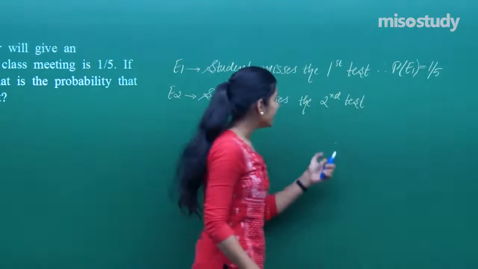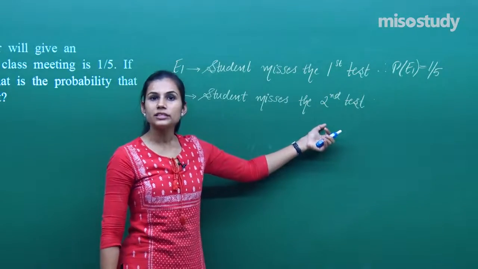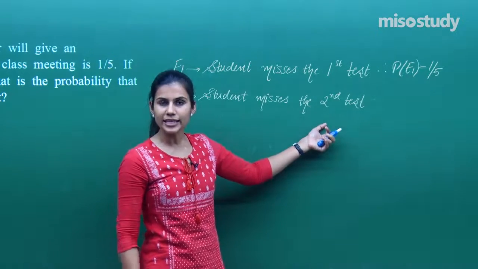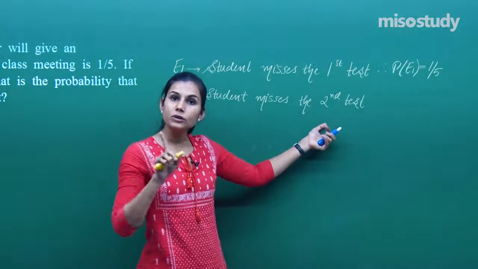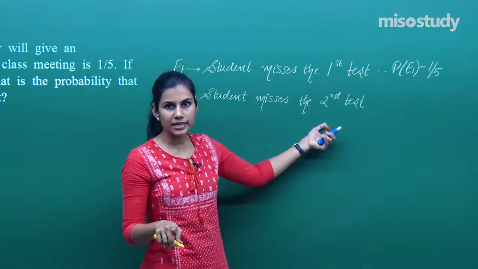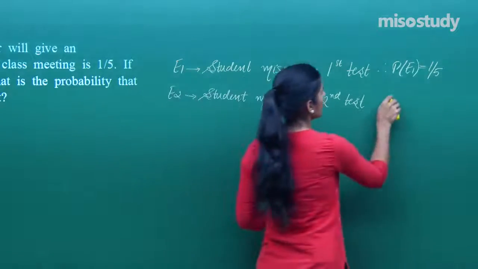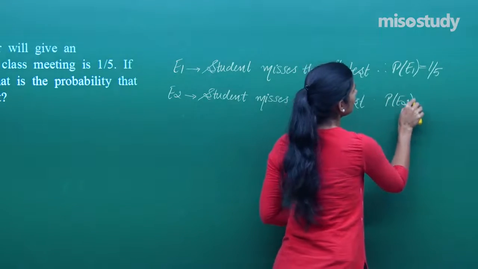Similarly, he can miss the second test only when the teacher decides to take the second test on the day when he is absent. Fine? And a teacher holds probability 1 by 5 of taking that unannounced test. So, the student missing that test is again 1 by 5. So, probability of event E2 is also 1 by 5.